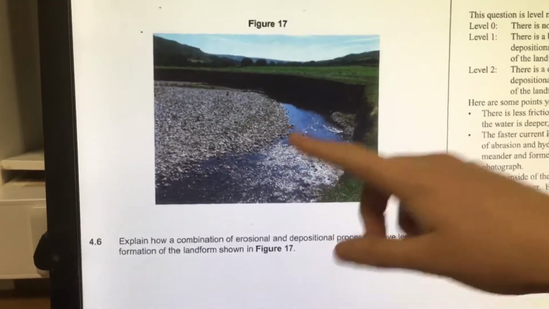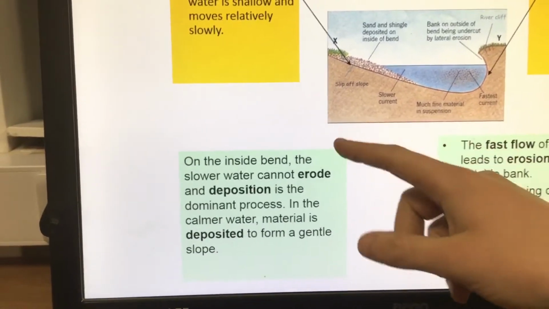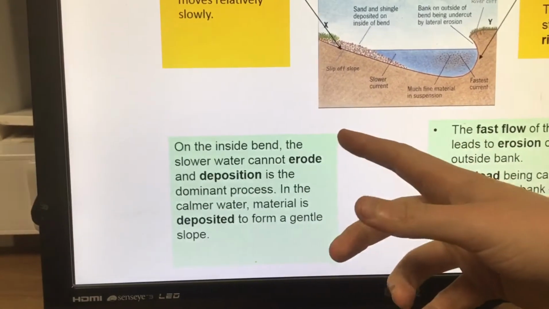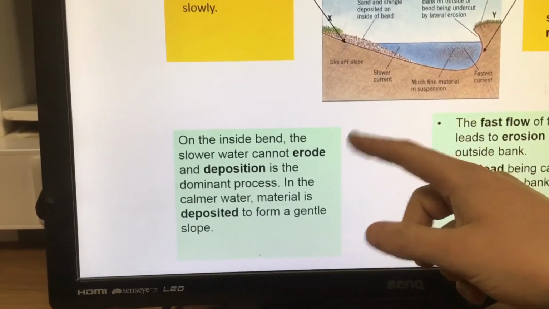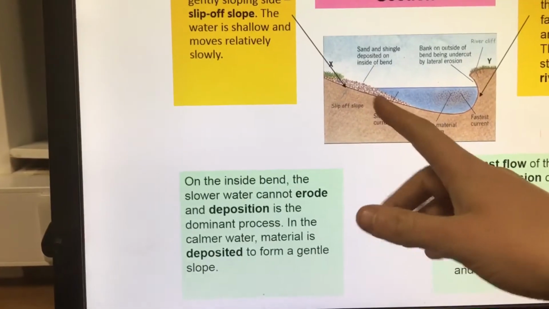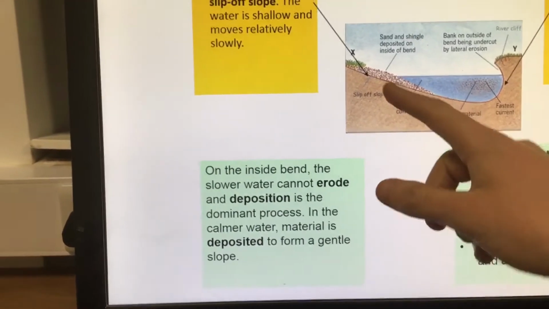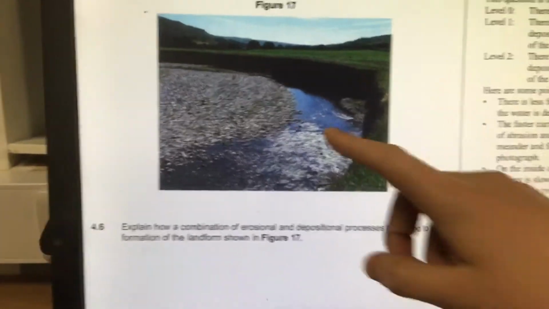So we've got shallow water moving quite slowly, and that means that the water on the inside bend, because it's going slowly, it's not got as much energy, it can't erode, so deposition is the process that occurs. So we've got lots of sediment which has been deposited here, and that forms a gentle slope called a slip-off slope, which is what you've got here.